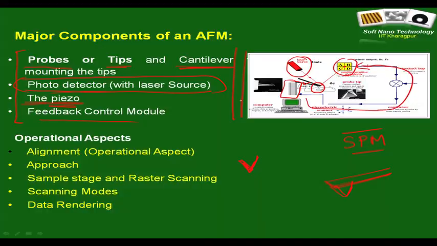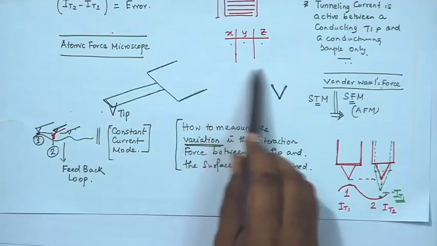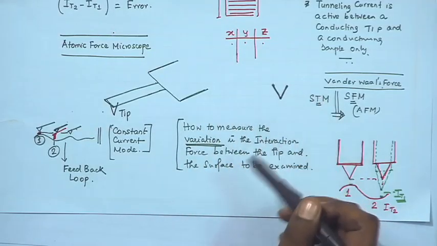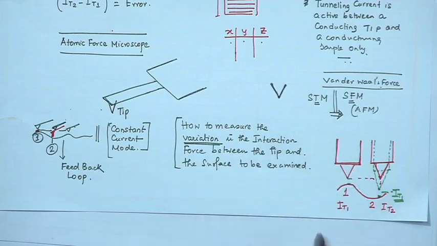In fact, we will discuss what is alignment, what is approach, sample stage and rastering. The spelling is wrong, it is rastering. We will then talk about the scanning modes and data rendering, and this is where you actually generate the so called image of the surface, because till now whatever we have discussed, we are only seeing, we are not getting a picture, we are only getting x, y versus z data. So, how you generate the image we will discuss.